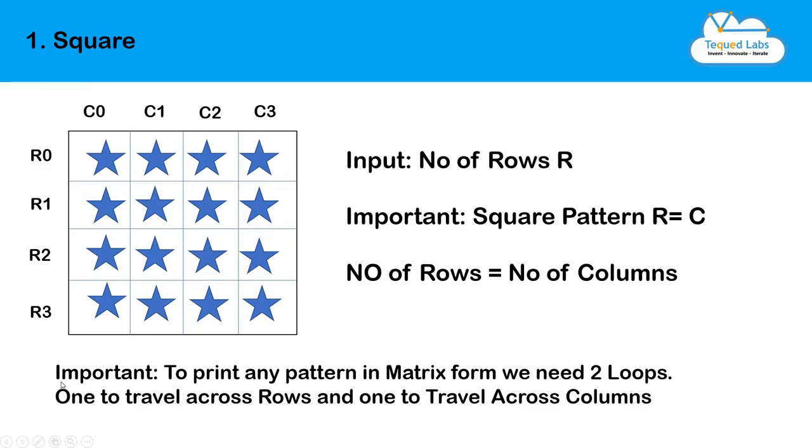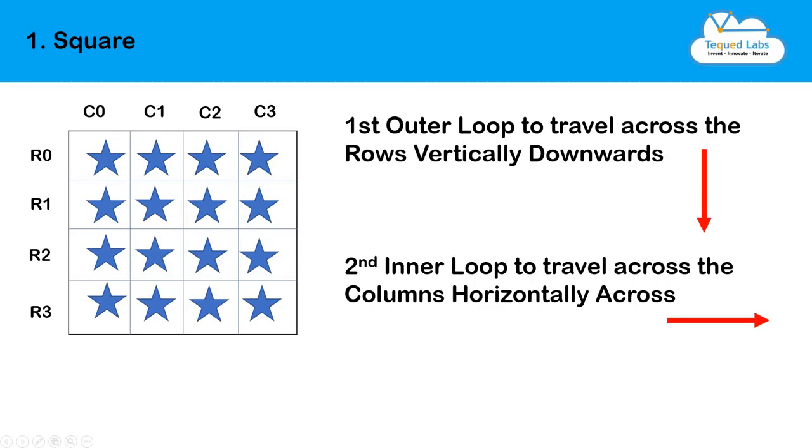There is one more important point that you need to remember here. To print any pattern which is represented in the form of rows and columns, you need two loops, one to traverse across the rows and one to traverse across different columns. Let us move on to the next step. As I told you, to print any pattern which can be represented in a matrix format, you need two loops. The first outer loop is used to travel across rows, that is vertically downwards. The second inner loop to travel across the column, that is horizontally across. So this is how it's going to work.